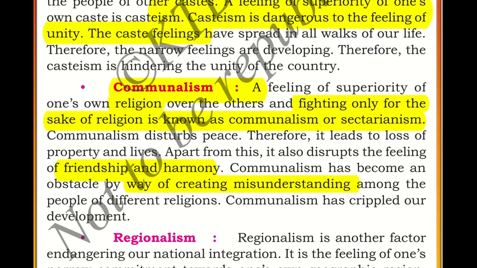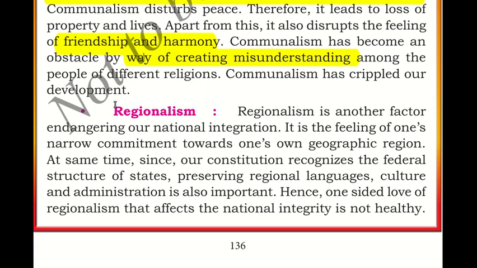Communalism, casteism and regionalism are always secondary when it comes to patriotism and nationalism. Let's learn about what regionalism is. Regionalism is another factor endangering our national integration. It is the feeling of one's narrow commitment towards one's own geographical region. So this can be seen as the inability to accept people who speak a different language, or the inability to agree that people who belong to even different parts of our country are equal.